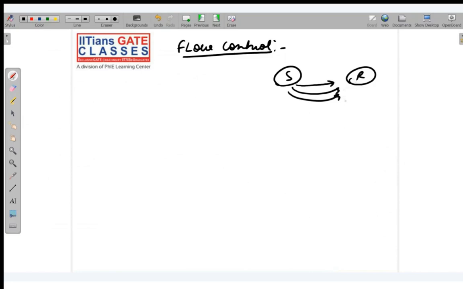So what is the better idea? I send data to you, and you give an acknowledgement. When you say acknowledgement, I have received or processed it, then I will send more data, and so on. That is the basic meaning of flow control. So flow control means the amount of data which can be sent by the sender before receiving an acknowledgement. Are you getting it? Please write the definition.